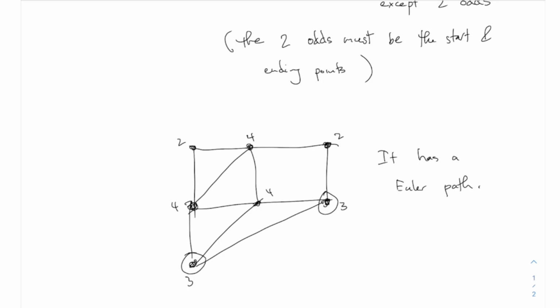And can you find it? Yeah. I hope you remember the basic idea for finding Euler circuits or finding Euler paths. First of all, you have to start at one of the odds. So maybe I'll start at this 3 down here. That's my starting point.